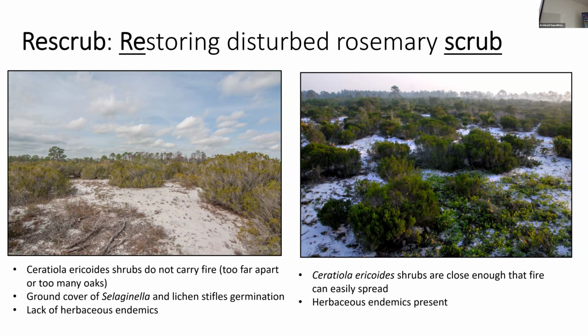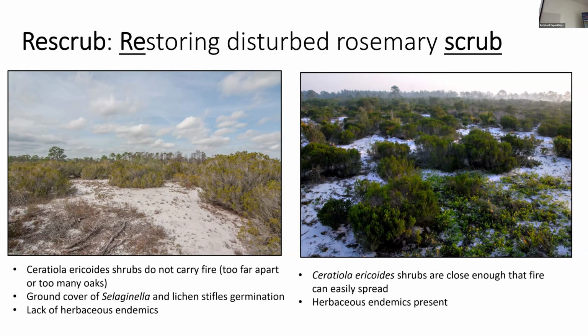So over on the left is a picture of what a disturbed rosemary scrub might look like. They're more open. We've got it mostly dominated by Ceratiola ericoides shrubs. They're not rosemaries at all. Actually, they're in the ericaceous family. And either these shrubs are too far apart so that they can't really carry a strong fire, or there are too many oaks in between, which we know are fire resistant.